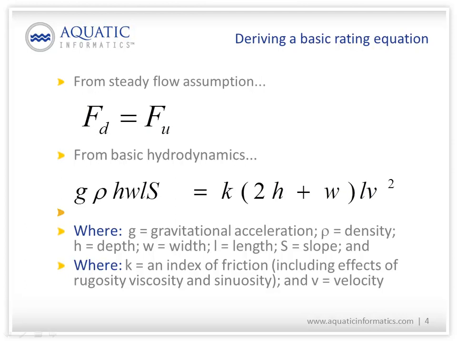On the left-hand side of the equation we have the forces driving flow, including factors such as gravitational acceleration, water density, depth, width, and length, and channel slope. On the right-hand side of the equation, the forces resisting flow are the frictional factors, which include rugosity, viscosity, and sinuosity, and contact factors such as depth, width, and length, and also velocity. Velocity comes in because there's some shear stress that changes with velocity.